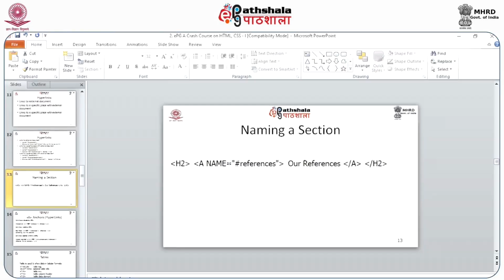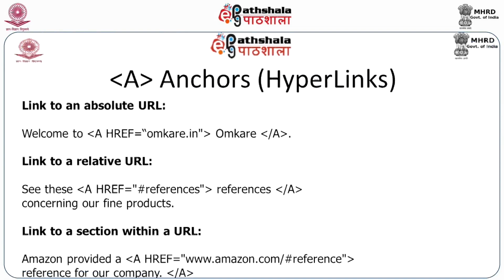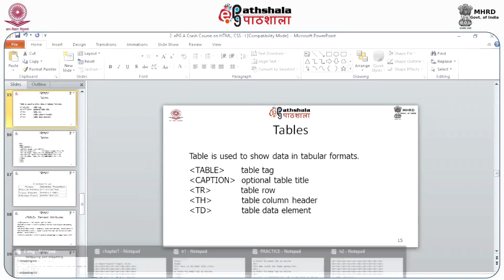I have just explained it here, that you can use name is equal to this, or you can provide href is this, and then you provide a relative URL by providing a hashtag, and within the same URL you can write that way also. Now another good option is table.